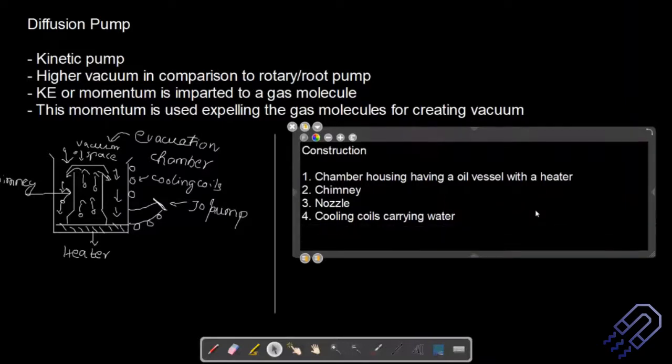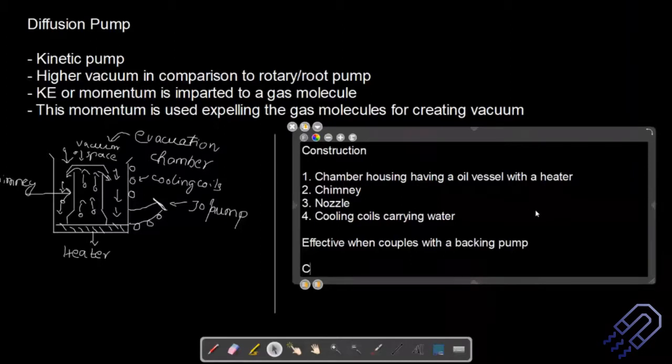And this basically is effective when coupled with a backing pump. So it's not that you can just use this. You need to use a backing pump along with it. And one more important thing is, because you are going to evacuate a chamber, that means you are going to have a vacuum where the pressure is much lower than the atmospheric pressure. So it cannot be operated at atmospheric pressure.